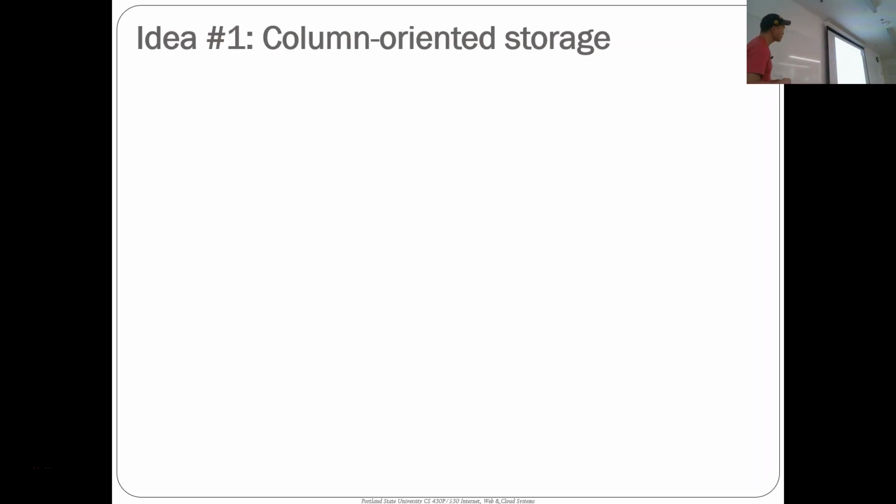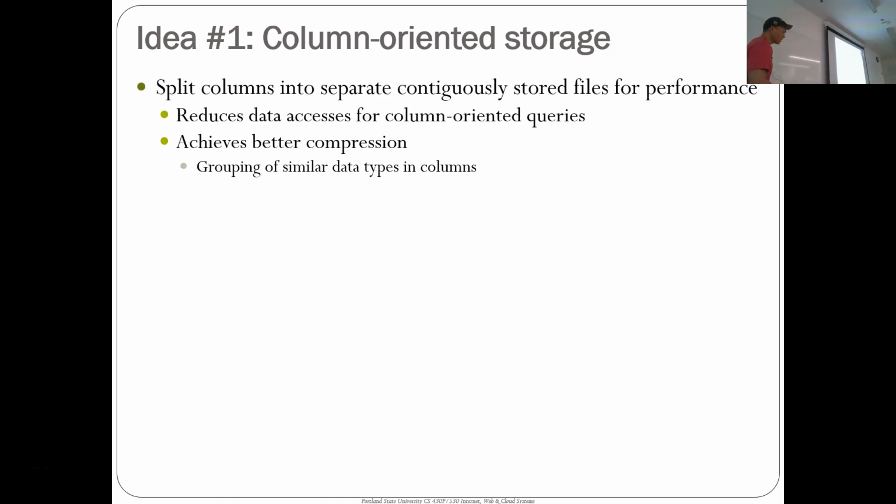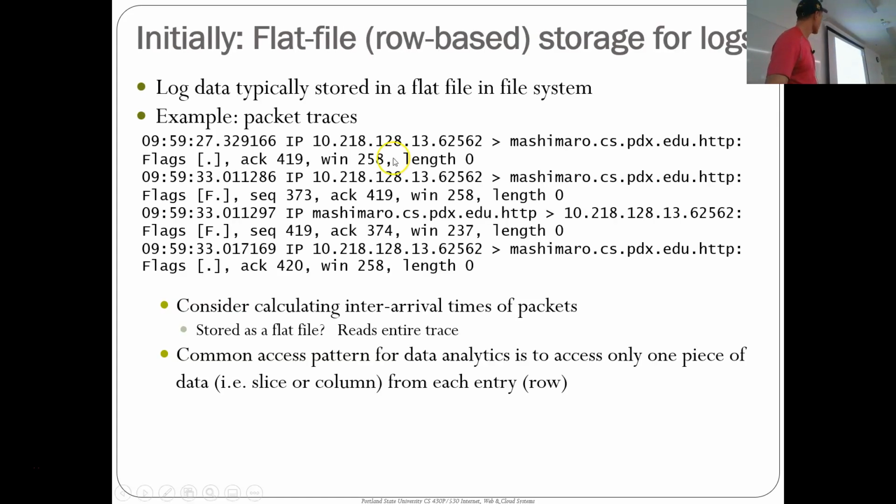So idea number one for BigQuery was to do column-oriented storage. The idea here is to split that trace into columns and store those columns in separate files. Instead of everything being stored contiguously in a single file, you have a file per column. This basically reduces the data access for column-oriented queries. Back in this example, I would have a column for the packet arrival times. And when I wanted to compute the inter-arrival time of packets, I would only have a single file to access, and it would be 1/nth of the total data size on disk. Is that clear?